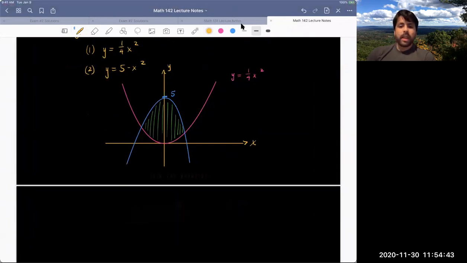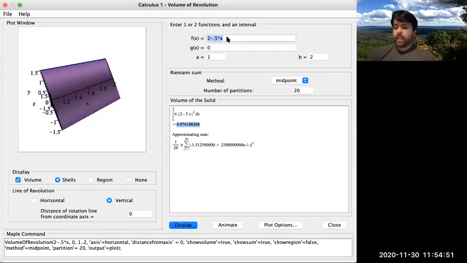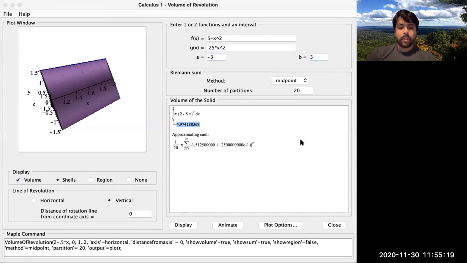So let me give you guys a better visualization of it by Maple. So the top function, f of x, is going to be the top function. The top function would be 5 minus x squared. And then the lower function would be, I'll write it as 0.25 times x squared, right? And for now, I'll just make this from negative 3 to 3. So if I do this, let's see what happens.